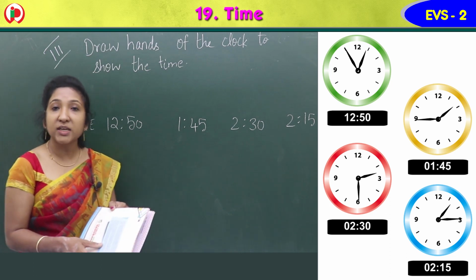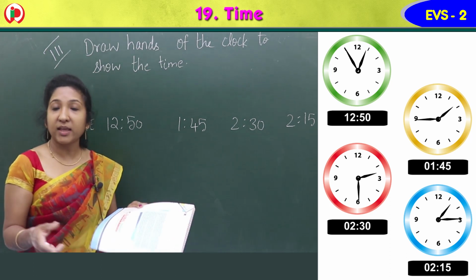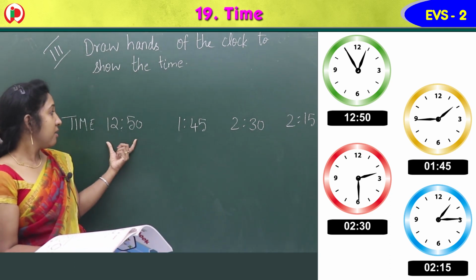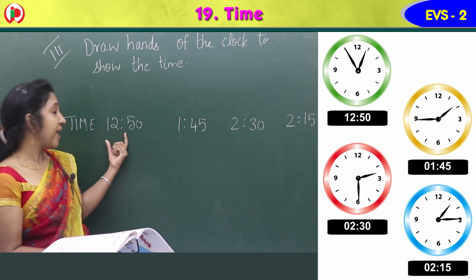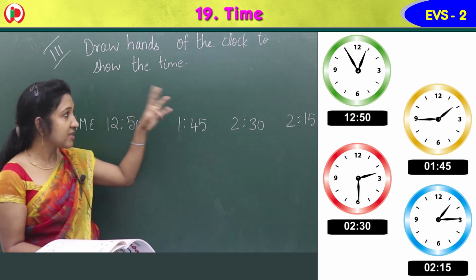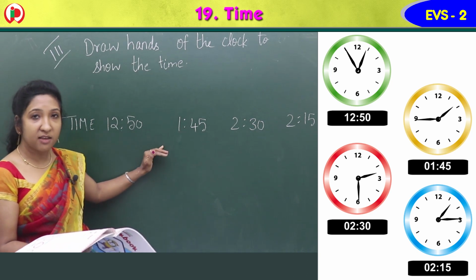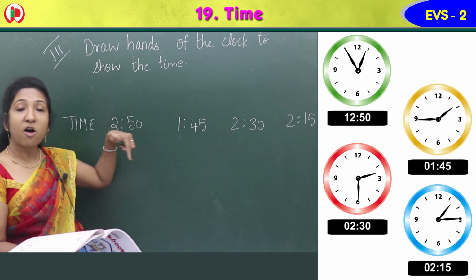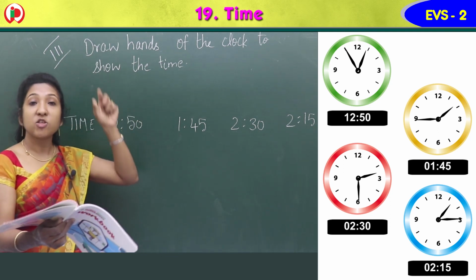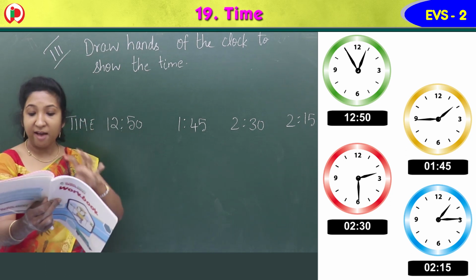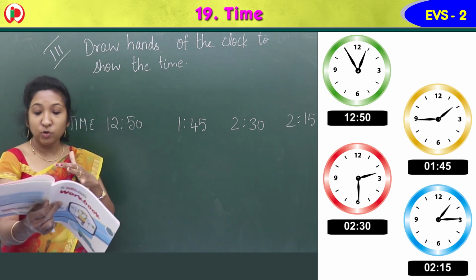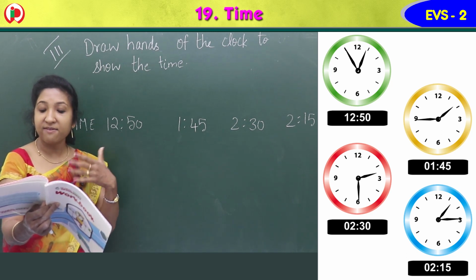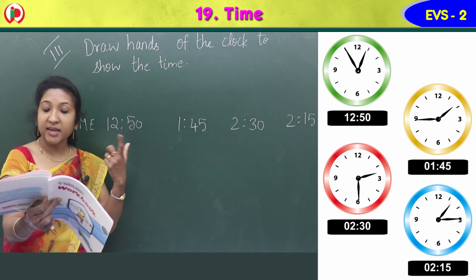If you know how to read the time, if you know how to calculate the time, then you can easily draw the hands of the clock according to the timings given. Here 4 images are there. Under them timings are given. See the time and draw on the clock they have shown there. The numbers are also mentioned, 12, then 1, 2, 3, 4, 5, 6, 7, 8, 9, then 10, 11, then 12.